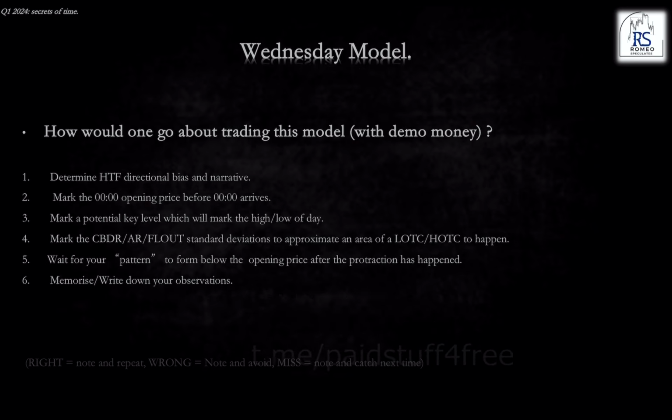Number one, or step one, determine higher time frame directional bias and narrative. Bias is where and narrative is why. Two, mark out the midnight opening price before opening time before midnight arrives. Mark a potential key level, which will mark the high/low of the candle you are willing to trade. Mark a liquidity pool. More on this in the upcoming chapters.